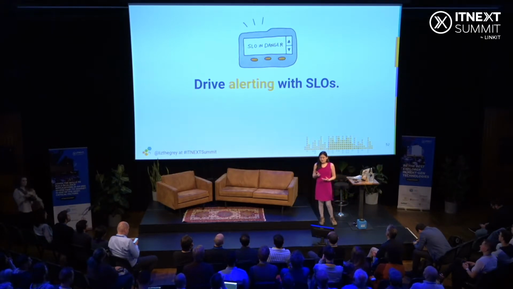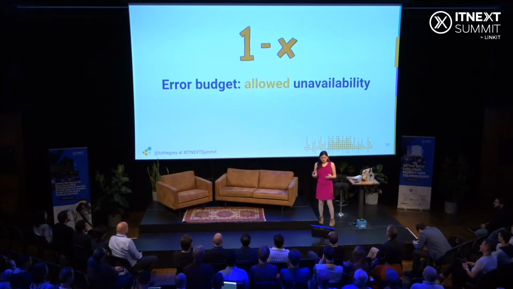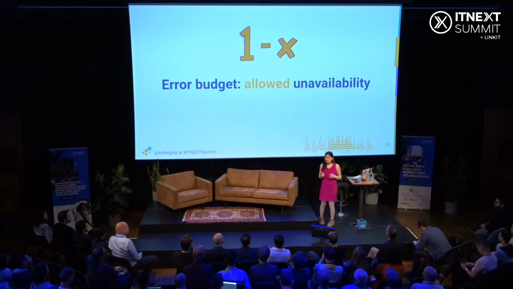So what use is a service level objective? There are two purposes for a service level objective. The first one is that we can drive our alerting with service level objectives and turn off all the other useless, noisy alerts. In order to understand this, we need to think about the error budget. What's our allowed amount of unavailability? If I have a target of 99.9%, that means that 1 in 1,000 events are allowed to fail.